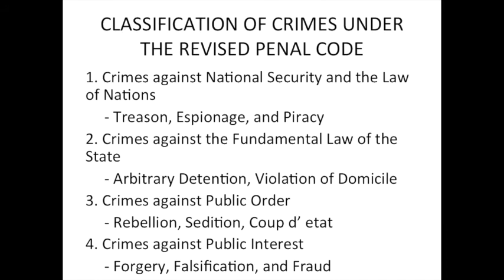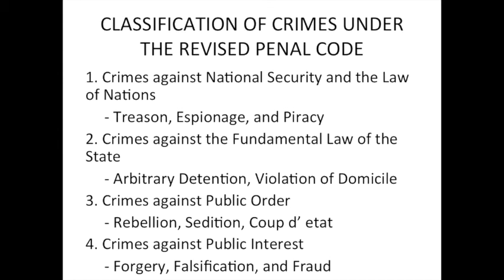So, classification of crimes under the revised penal code. First is crimes against national security and the law of nations. Treason, espionage, and piracy. So, these are certain criminal acts that can affect the security of the nation. Next is crimes against the fundamental law of the state. Arbitrary detention, violation of domicile. So, arbitrary detention is detaining someone na lampas sa oras. Detaining by a police officer or a law enforcement agency.